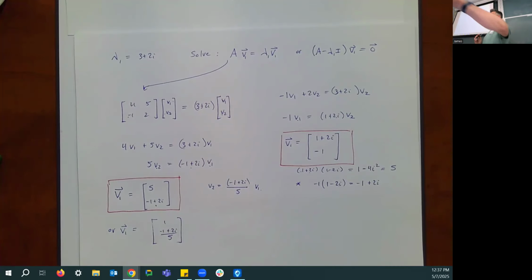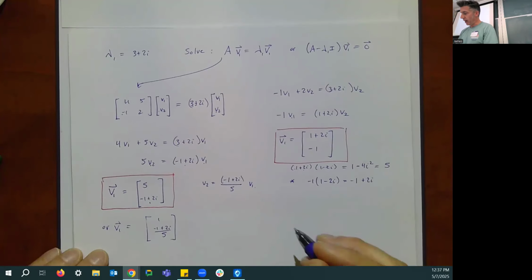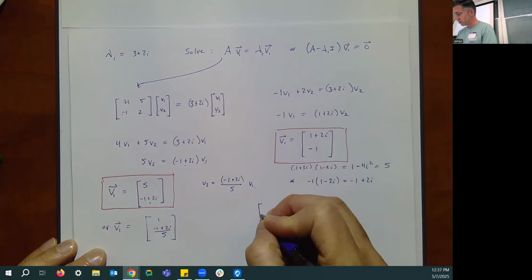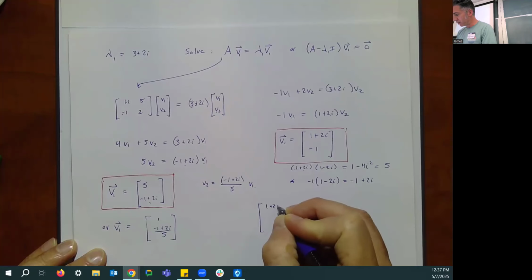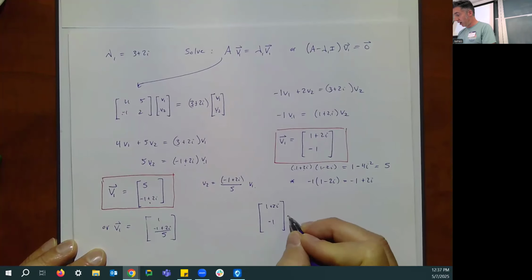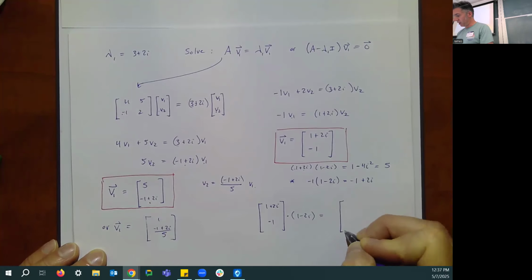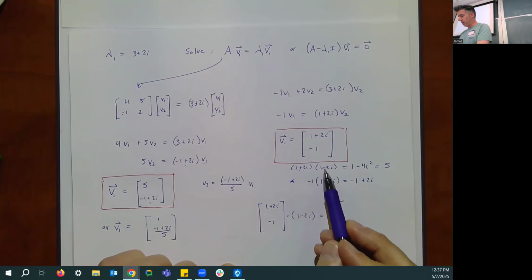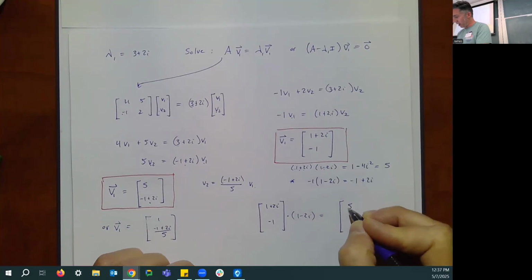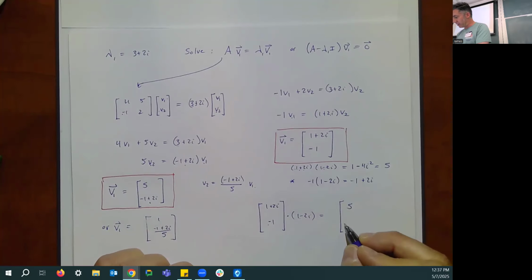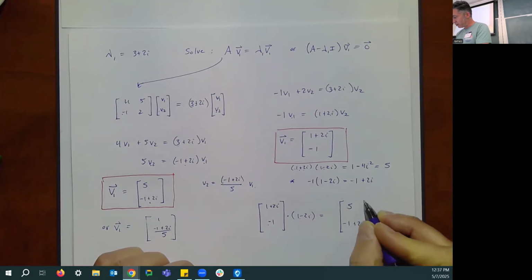Well, so again, I'm not saying they're the same. I'm saying they're multiples of each other. So here's what I just showed. I showed that if I take this one, 1 plus 2i, negative 1, and multiply this eigenvector by the constant 1 minus 2i, I'll get this eigenvector over there. So I'll end up getting the first component being, well, we just said 1 plus 2i times 1 minus 2i is 5, and negative 1 times 1 minus 2i is negative 1 plus 2i.